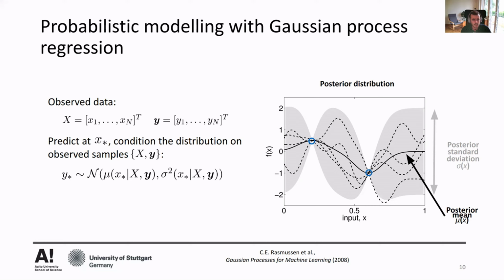And so in practice, what we do is we condition this multivariate Gaussian distribution on this observation data, and then we obtain a new multivariate Gaussian distribution, which is characterized by this posterior mean and this posterior variance function. And in practice, we then use this posterior mean as our regression model, and this posterior variance provides us information about how confident our model is in its predictions.